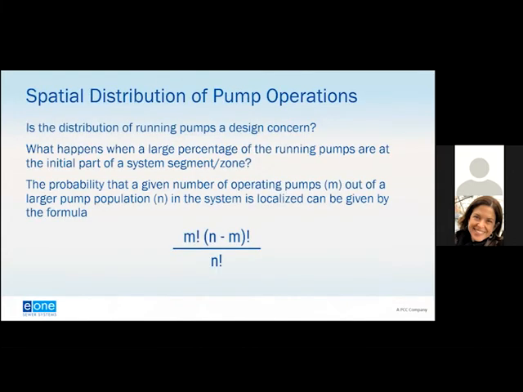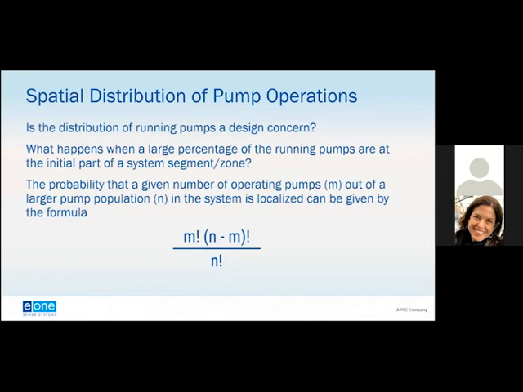This raises a couple of questions. We have grinder pumps located at each property that are going to come on and operate for just a short period of time. Is the distribution of these running pumps a design concern? And what happens if a large percentage of the running pumps are located in the initial part of the system, in one specific zone? They're all consolidated together. Does that create any design or operational problems?